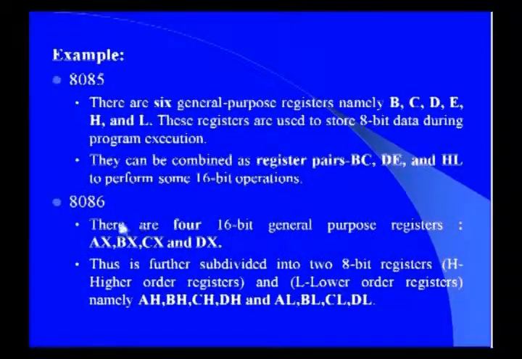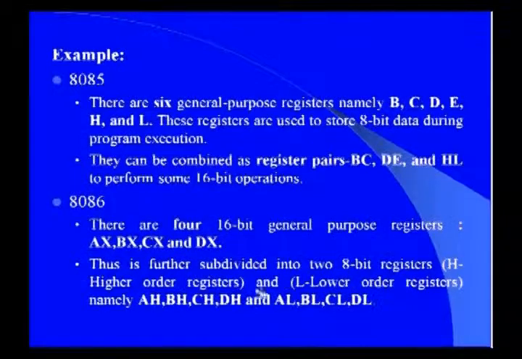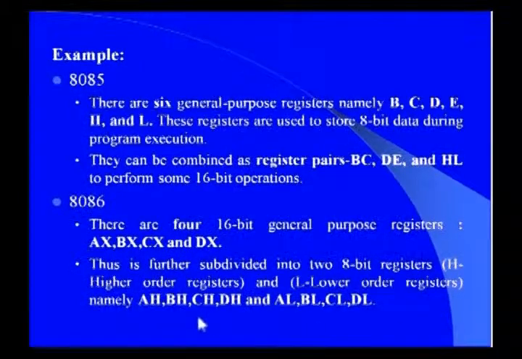In the case of 8086, there are 4 16-bit general purpose registers, which are AX, BX, CX and DX. These are further subdivided into 2 8-bit registers. H represents higher order registers and L represents lower order registers, which can be named as AH, BH, CH and DH, as well as AL, BL, CL and DL.